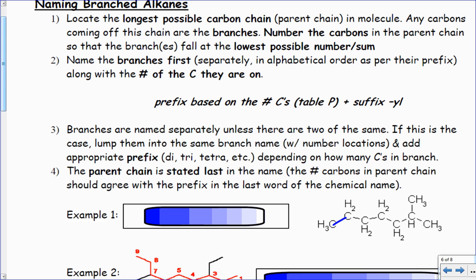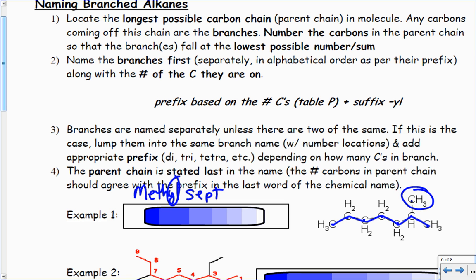First step, 1, 2, 3, 4, 5, 6, 7 carbons. 7 is sept, I believe. Sept. And I have a chain, which is a single carbon. 1 carbon is a meth, so that's going to be a methyl. And the -yl lets me know that is the side chain. And then my 1, 2, 3, 4, 5, 6, 7 carbons are all single bonded.